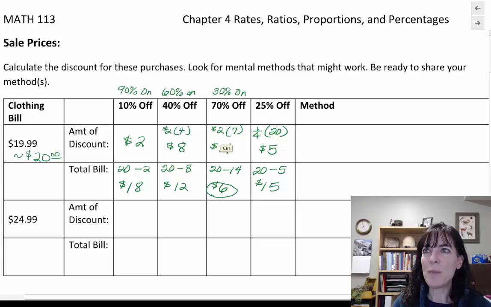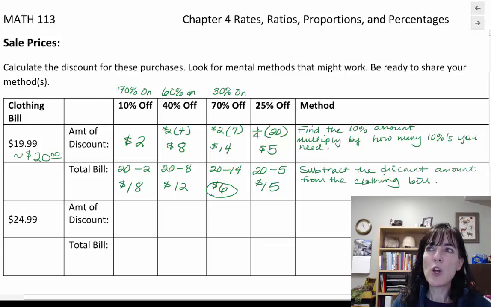So it doesn't give you the amount of the discount, it just will help you find the final price really quick. So for methods, let's see what I can write. So for the amount of the discount, what I wrote down is find the 10% amount, multiply by how many 10% you need. So in this case, I found the 10% amount, and that's all I needed. Here, I needed 4 of the 10% amounts, so I multiplied 4 times the $2, which was the 10% amount.